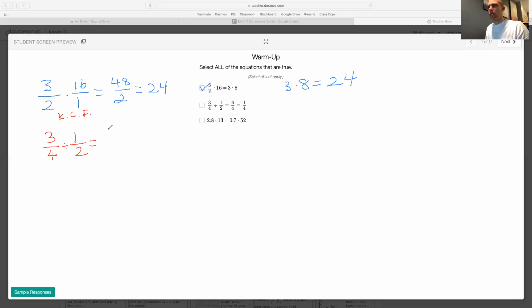So I'm going to keep the 3/4 exactly as it was. That's the K in KCF. I'm going to change division to multiplication. That's your C in KCF. And then I'm going to flip 1 over 2 to 2 over 1. And now I just multiply. 3 times 2 equals 6. 4 times 1 equals 4. And I can simplify that, if I divide by 2 on top and bottom, to 3/2.